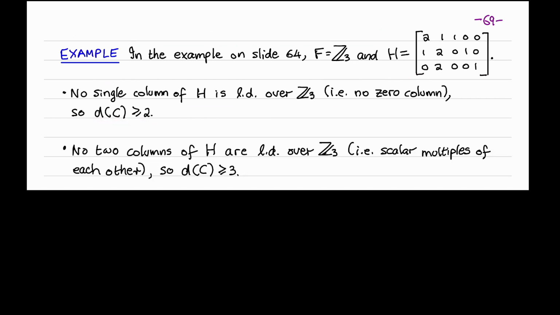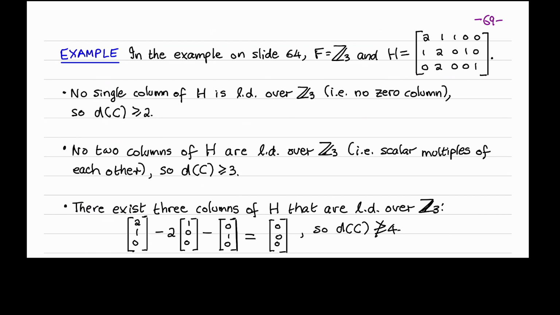We can also see that no two columns of H are linearly dependent over Z3, in other words, scalar multiples of each other. So, for example, the first column of H is 2, 1, 0. And its scalar multiples are 0 times that column, 1 times the column, and 2 times the column, none of which is a second column of H. So again, by the theorem, we conclude that C has distance at least 3.